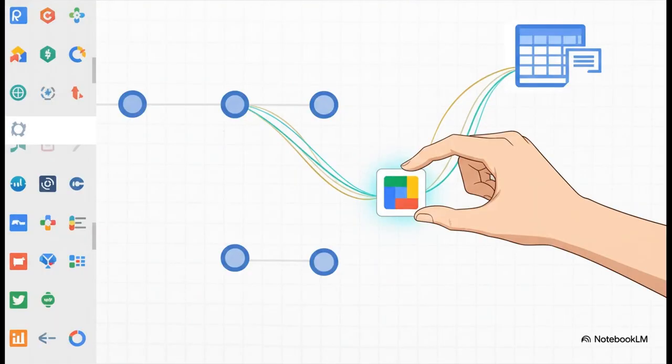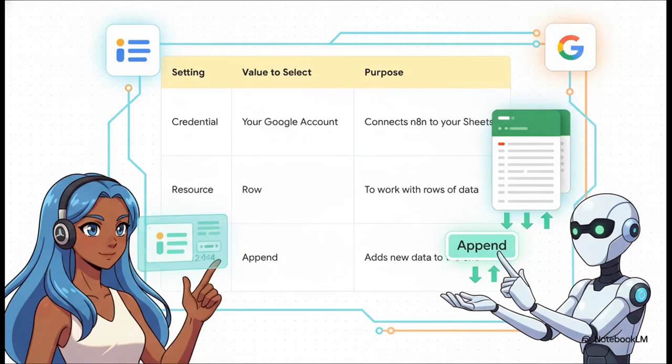Let's hop over to our n8n workflow. The first thing you're gonna do is add a Google Sheets node. Just think of a node as a little building block in n8n. Each one represents an app or an action. And this node is what's going to talk directly to your spreadsheet. Now we just have to configure it.